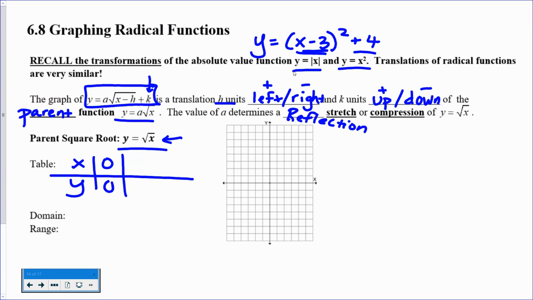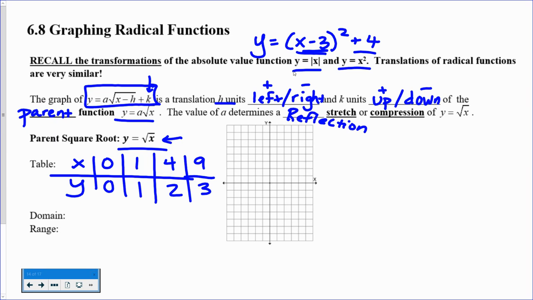The square root of 0 is 0. Another smart choice would be 1. The square root of 1 is 1. Now you can select 2, but the square root of 2 is a messy decimal, so I would select something that would be nice, like 4. The square root of 4 is 2. You could select 9, another perfect square, and get 3, but what you're going to find is we're already going to run out of space beyond 4 as my x value.